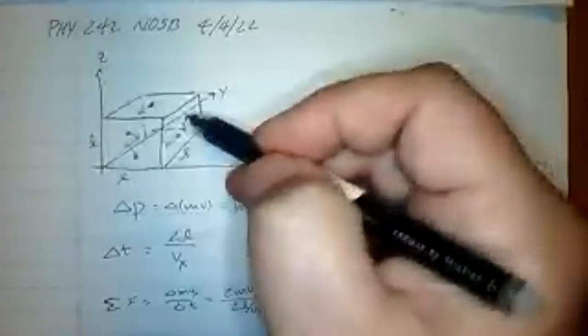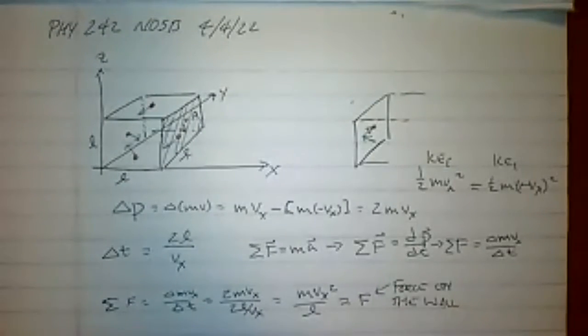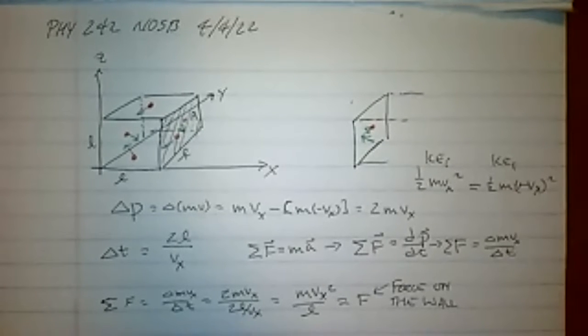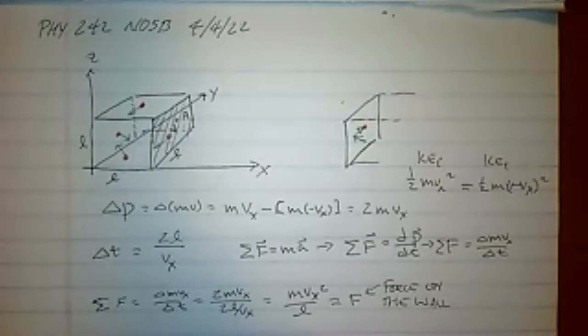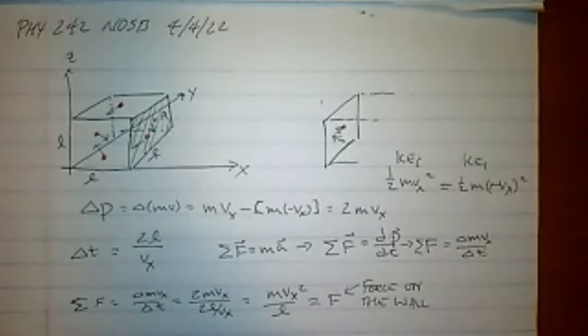A is the same as this area, because we were really treating that area over there. If we called that A, then you see A times L is clearly the volume. So we can say P times V is equal to 1/3 N, the number of atoms or molecules, times m v squared.